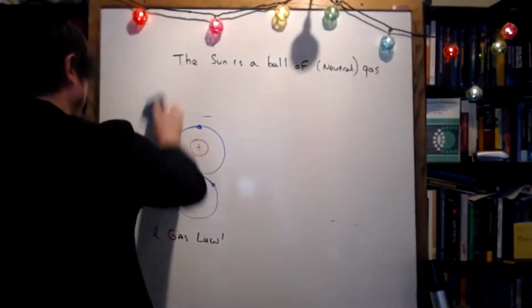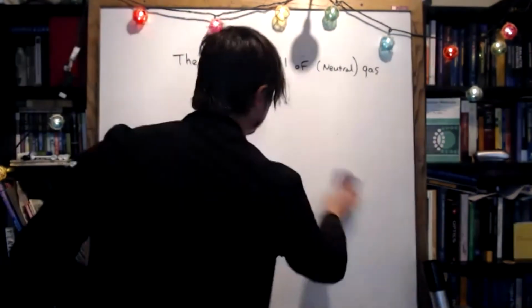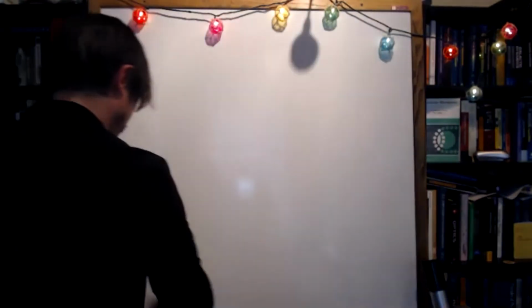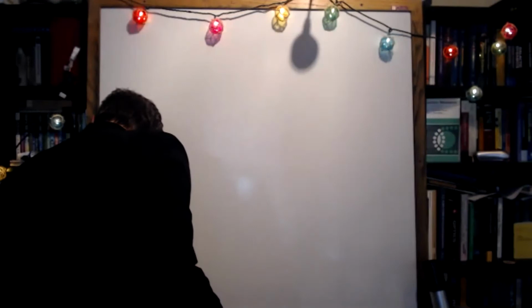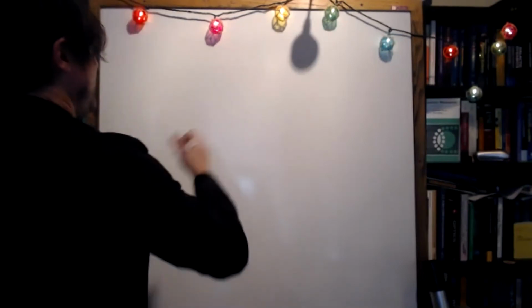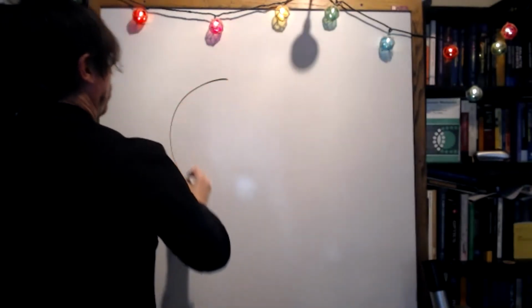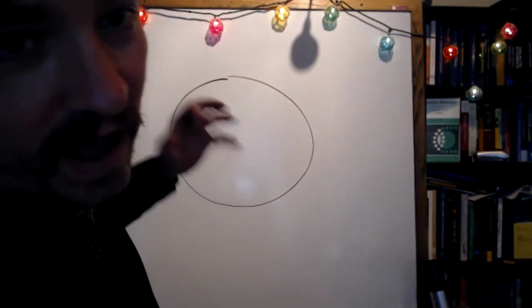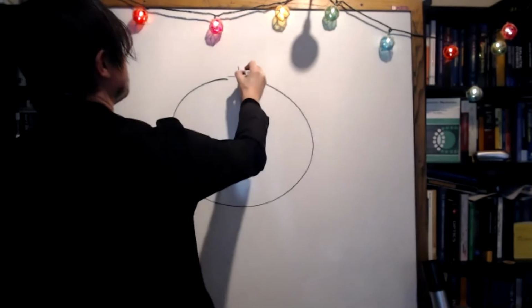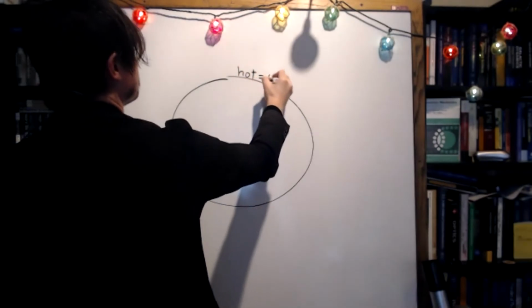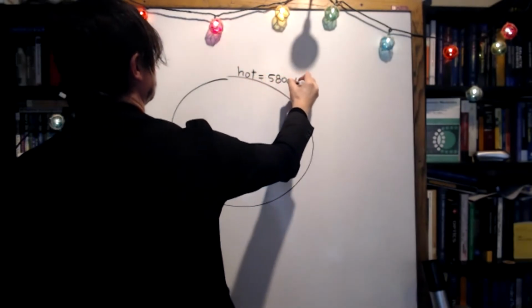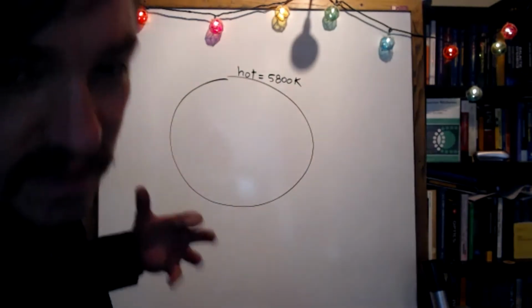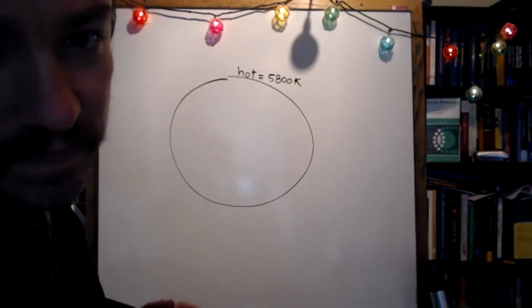If you could think about the sun as a giant sphere, here we go. The sun is a ball which starts off hot at the surface. In fact, close to 6,000 Kelvin hot.